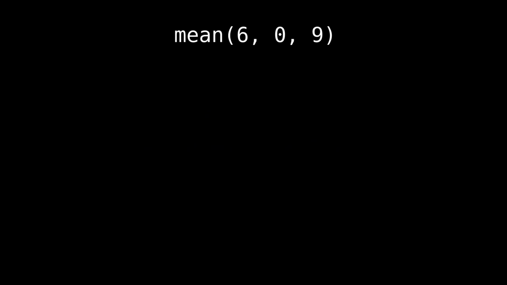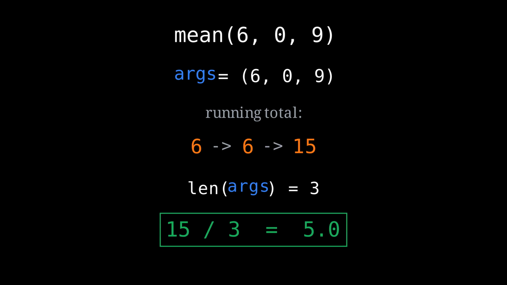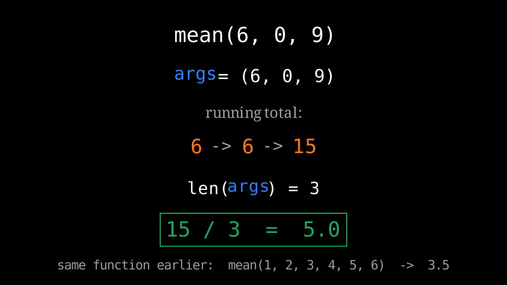The same function, unchanged, handles a different count. Call min with 3 numbers, 6, 0, and 9. This time args is the tuple of those 3. Total becomes 6, then stays 6 after adding 0, then jumps to 15. The length of args is 3, so the function returns 15 divided by 3, which is 5. One definition, 2 calls, completely different numbers of arguments. That is the power of the star.